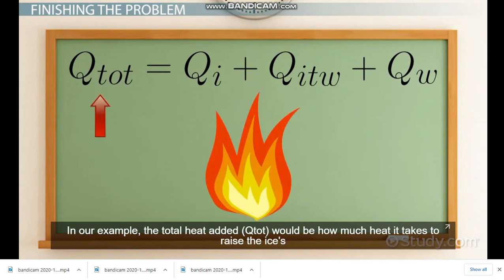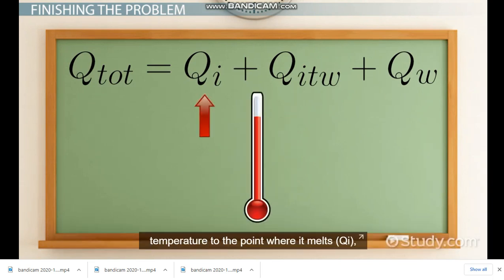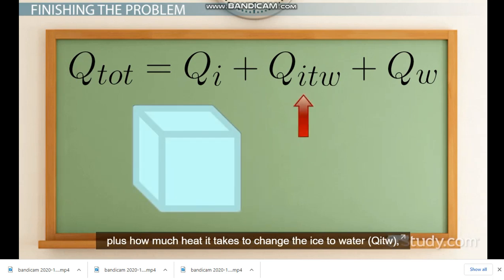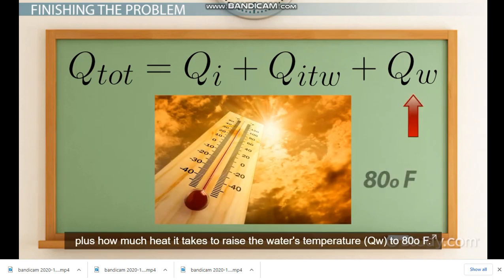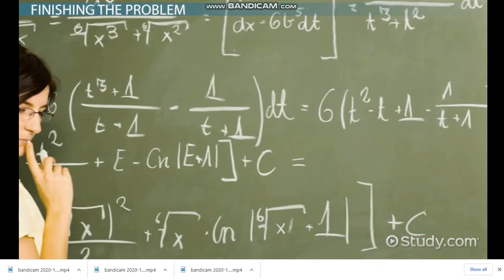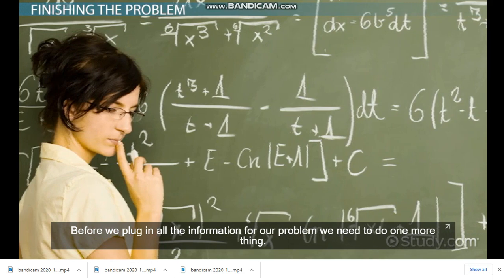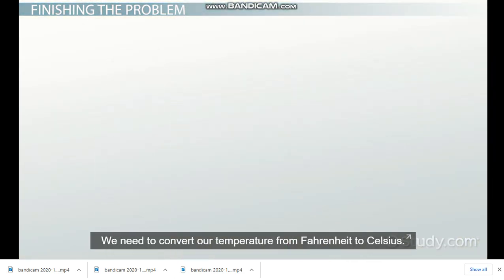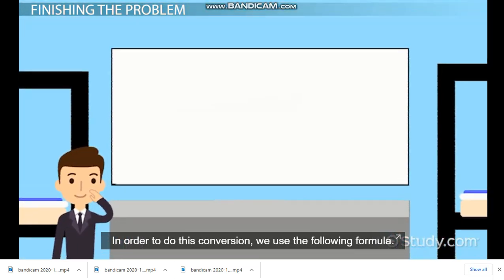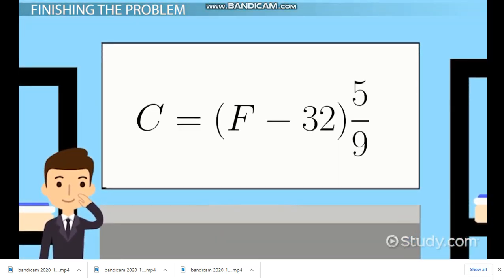In our example, the total heat added, Q total, would be how much heat it takes to raise the ice's temperature to the point where it melts, Q ice, plus how much heat it takes to change the ice to water, Q ice to water, plus how much heat it takes to raise the water's temperature, Q water, to 80 degrees Fahrenheit. Before we plug in all the information for our problem, we need to do one more thing. We need to convert our temperature from Fahrenheit to Celsius. In order to do this conversion, we use the following formula. C equals F minus 32 times 5 over 9.